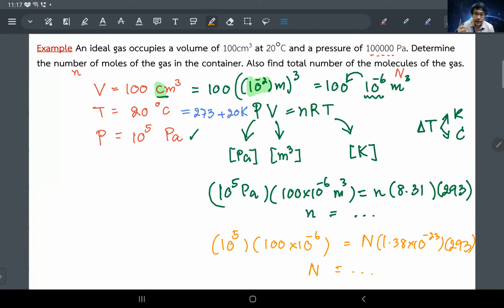Or another method, if you really like, because we have already figured out the number of moles, you can actually jump right into capital N by knowing that the number of molecules is just the number of moles multiplied by the Avogadro number. That's good as well. But this is just to show you in case you want to go straight from the state variables directly into the capital N using the equation of state. If you know either one of these two N's, then you can convert between them easily by using the Avogadro number.